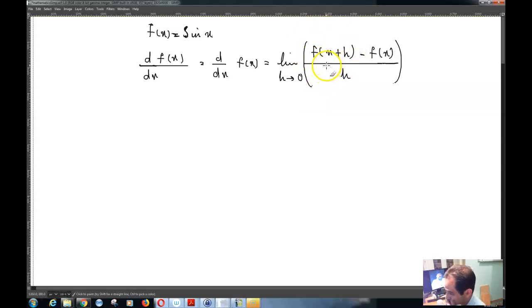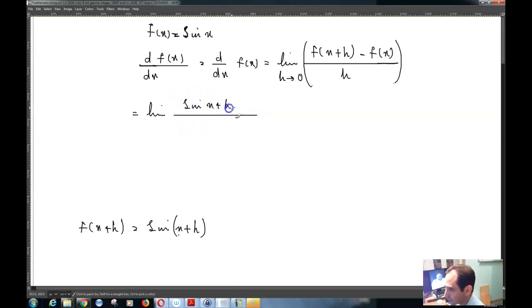Now in this particular case, f of x plus h is going to be equal to sine x plus h. And f of x, you already know what that is, so you can write this as the limit of sine x plus h minus sine x over h as h tends to 0.